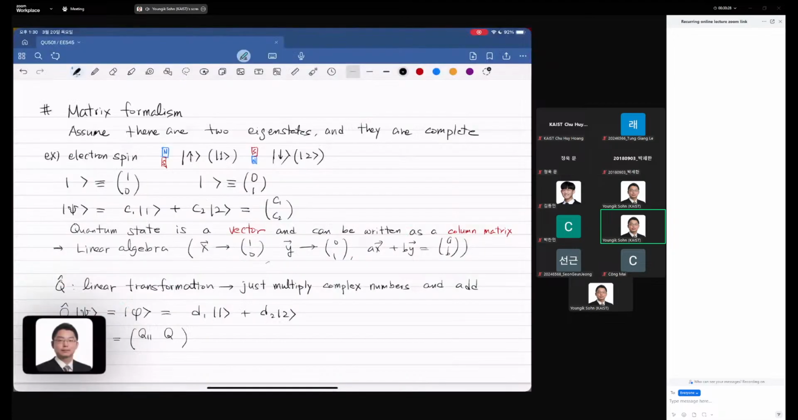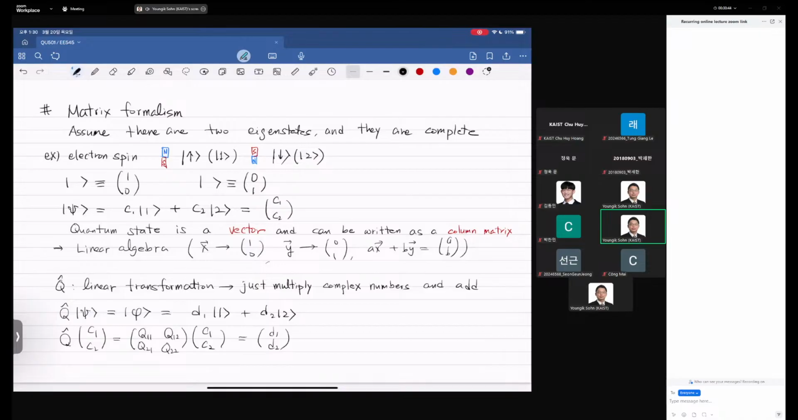Okay, let's continue. Q11, Q12, Q21, Q22, the usual matrix. And you apply it to C1 and C2, and then you get D1 and D2. That's all about it. Your Q is just that. That operator is a matrix.